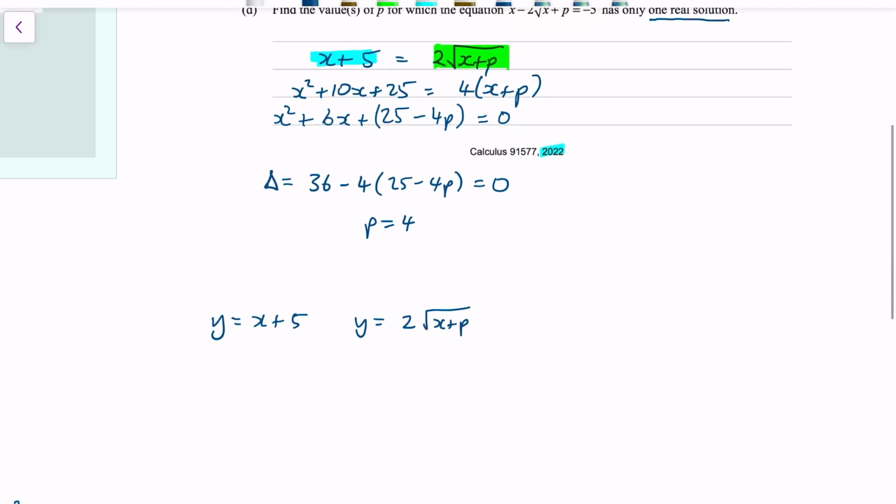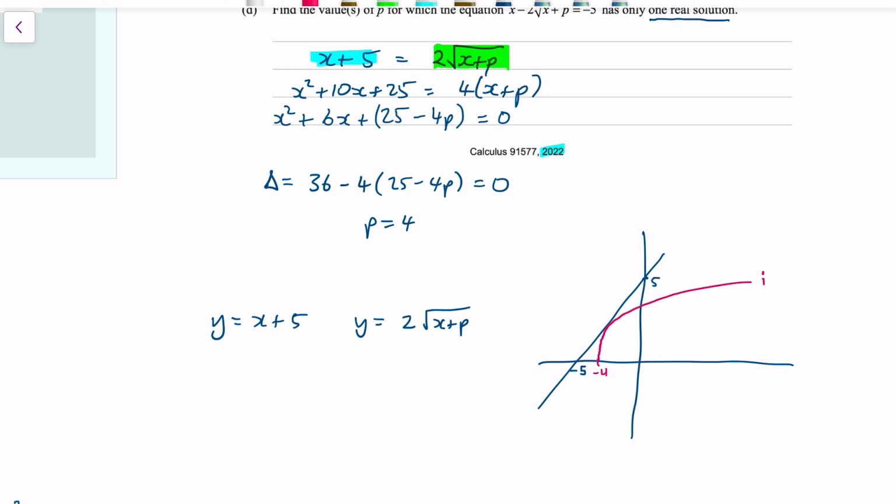Now, of course, x plus 5 is just a straight line, persisting without using Desmos here. And it's got an x-intercept of minus 5 and a y-intercept of positive 5. And then 2 square root x plus p, well, it's a positive square root graph, and it depends on what p is. It's going to have an x-intercept of minus p. So, for example, for our example here, when p is 4, it's going to have an x-intercept of minus 4. And it's going to look like that. If p equals 4, and it's tangent.